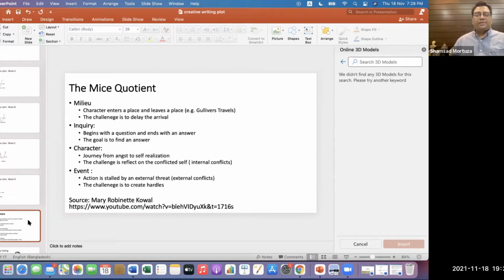So as a writer, the challenge for you is to create enough obstacles, just like the milieu one. You create more events so that the destination cannot be reached in a given time. It's almost like Hamlet, with the subplot going to England, and Yorick in the graveyard. You create hurdles for the destination to be deferred and delayed. Okay, any thoughts on this one?